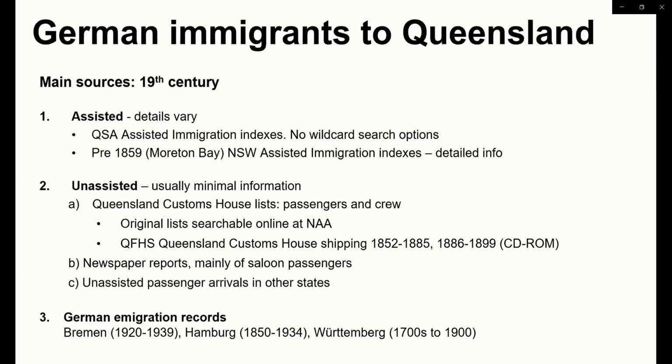Another source for information on unassisted immigrants are shipping intelligence reports in newspapers, although usually only passengers in first or saloon class are named, again often by surname only. We need also checklists of unassisted arrivals in other states. Although the final destination of our immigrant ancestors may have been Queensland, their details may have been recorded in another state if that was where their first port of call was. Finally, we have a selection of German emigration records that may help us.